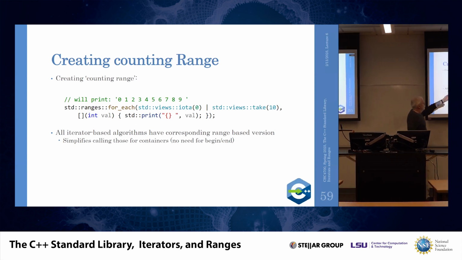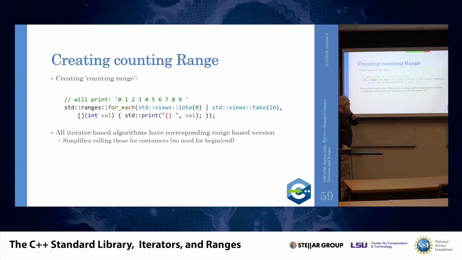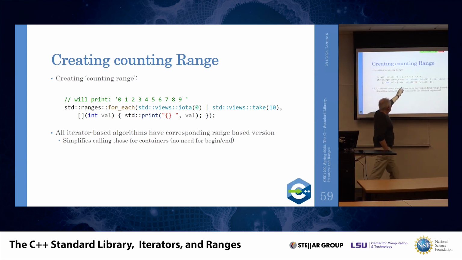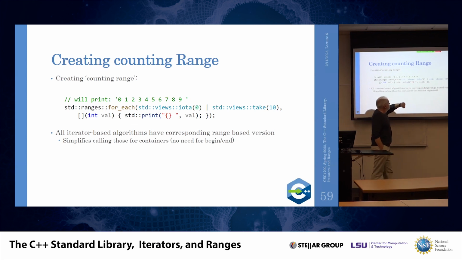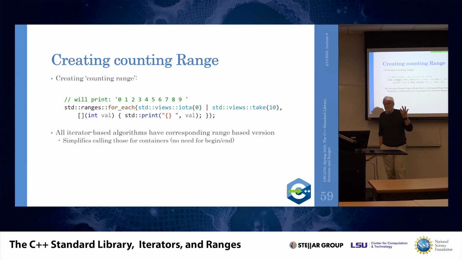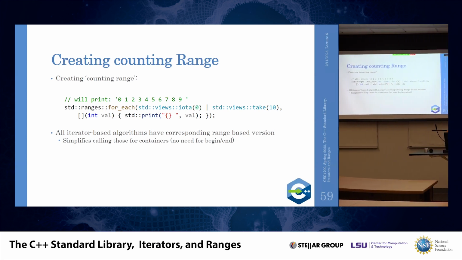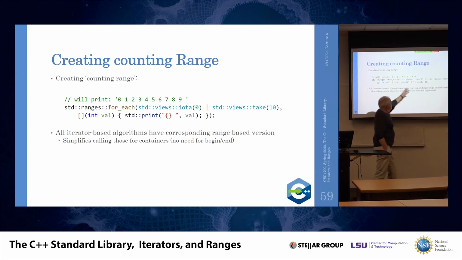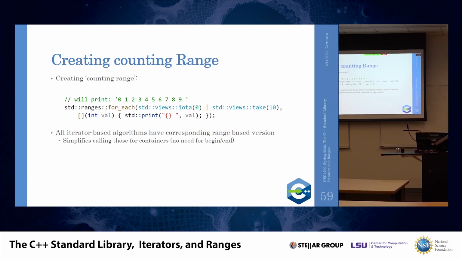If you want to use views to do the same as what we were doing with our counting iterator, it's very simple. We just use ranges for each. And instead of using a pair of counting iterators, we just tell it, iota 0, take 10, and that is our counting iterator. Very same code will generate the sequence as before. So you see that whatever the views produce are ranges in the context that they can be passed to the standard algorithms directly.